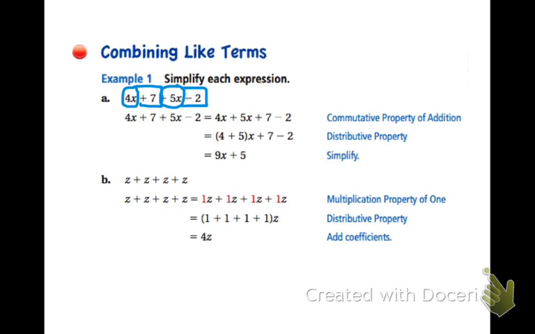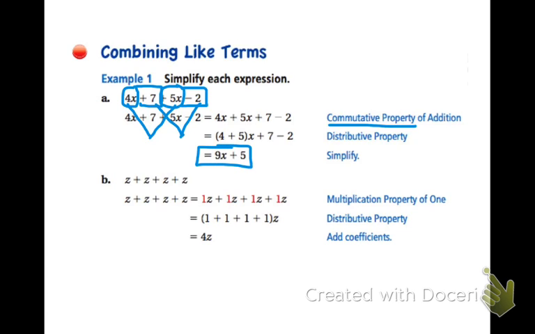Then you could group together, and you could use the commutative property of addition like they did to rearrange the terms, however works best for you. If you group together the circles, you have 4 plus 5 to get the 9x, and a positive 7 plus -2 to get the positive 5. You get your simplified expression, okay?